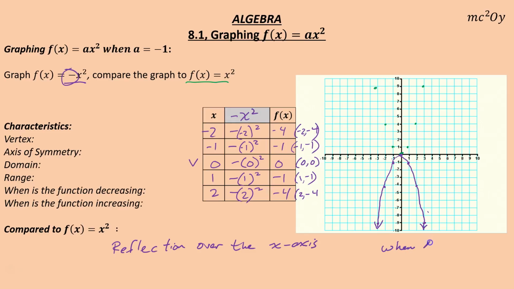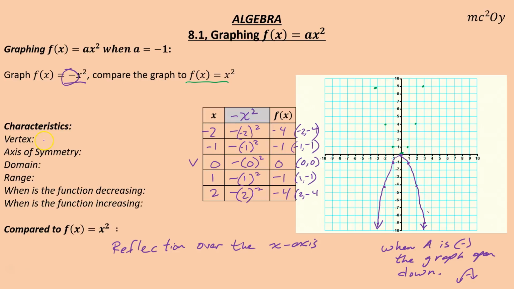So when A is negative, the graph opens down. And when A is positive, it obviously opens up. One way you can think about it, hey, negative is a frowny face, right? Positive is a happy face. Okay. Now it's kind of childish, but you know, that's the way it goes.